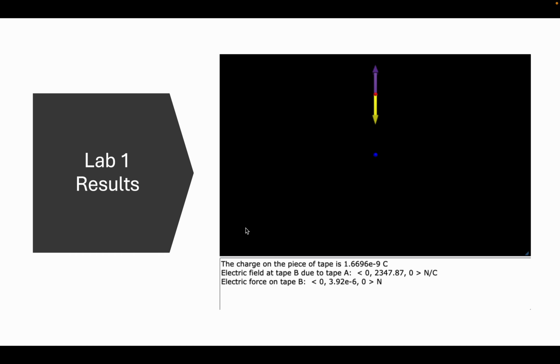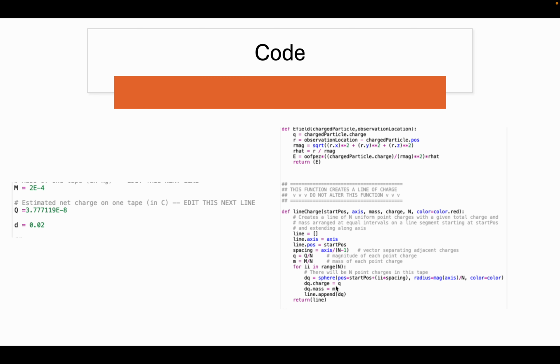All right, so for our Lab 1 results, we found that the tape had a charge of 1.6 times 10 to the negative 9th coulombs. And the electric force on tape B, where tape B was the top tape and tape A was the bottom tape, was around 3.9 times 10 to the negative 6 newtons. So this is how Lab 2 most significantly differs from Lab 1, and it's the code.